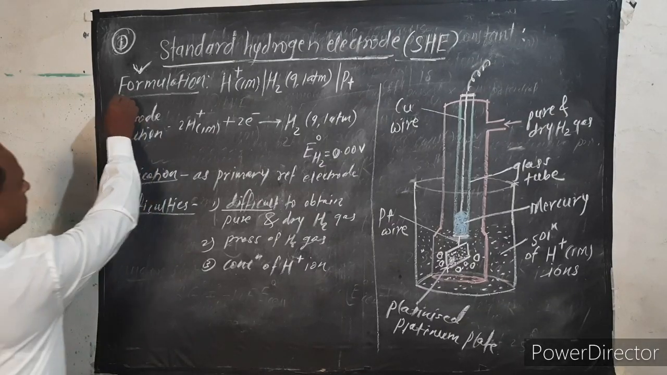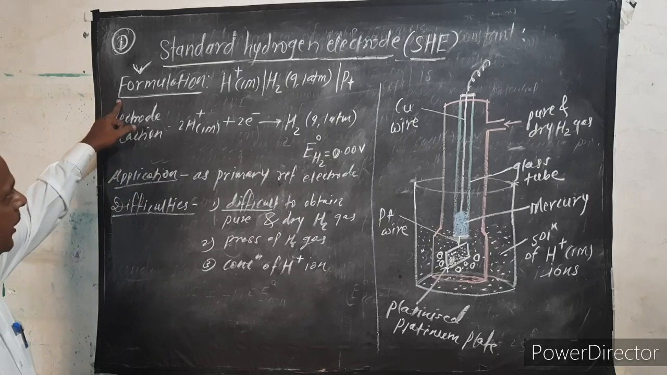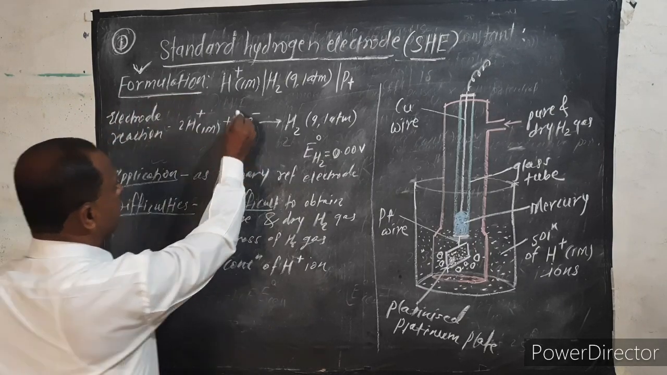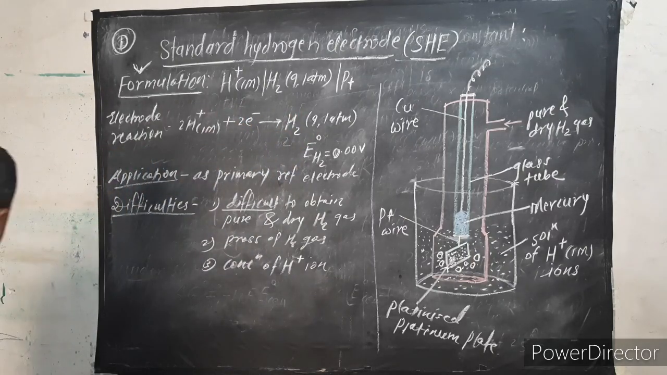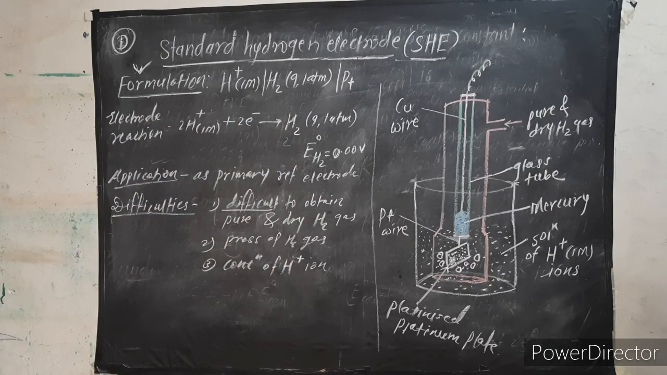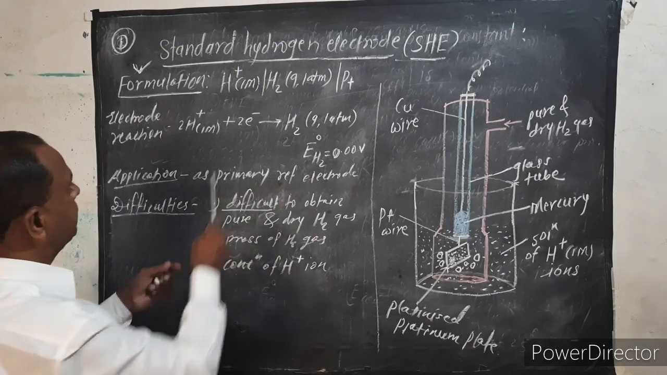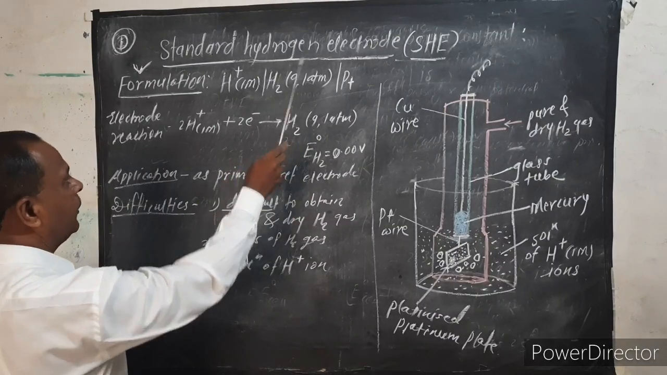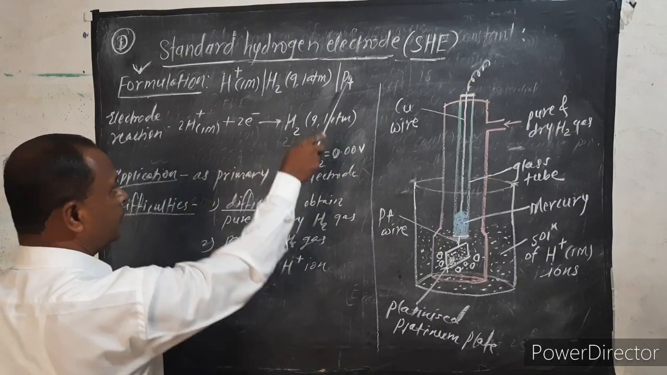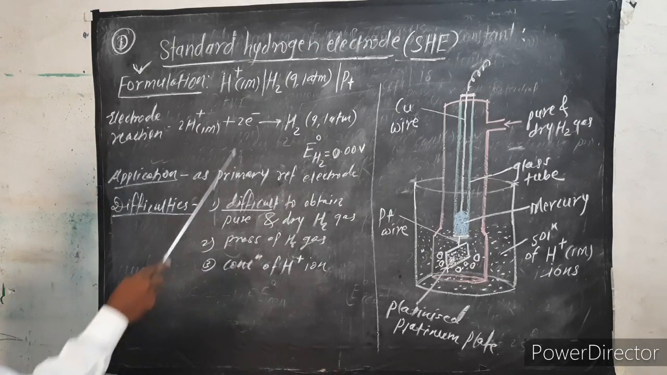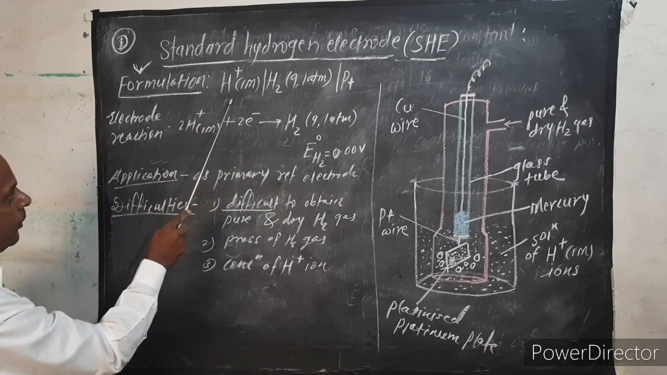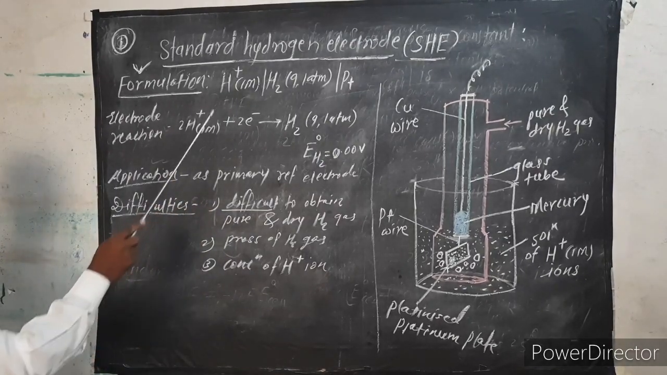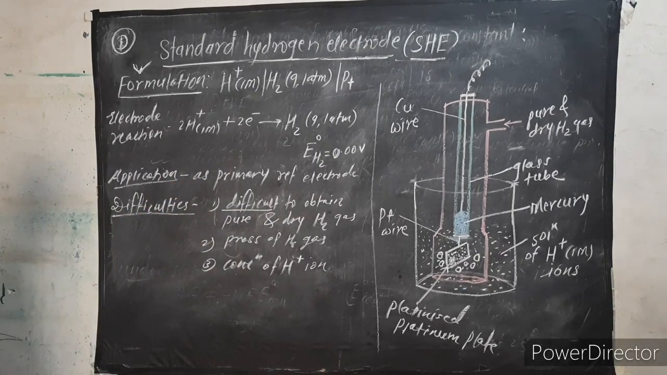Now the formulation. How do you represent the standard hydrogen electrode? The short notation is the formulation. So this is your H plus ion, in contact with H2 gas at 1 atmospheric pressure. The hydrogen gas is in contact with this platinum. This is just the representation. Like this cathodic reaction, gain of electron takes place, H plus ion converts into H2 gas.